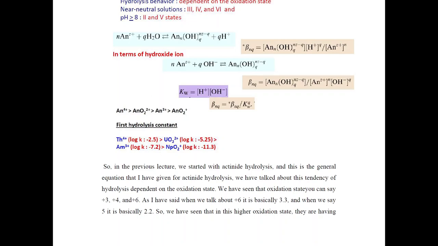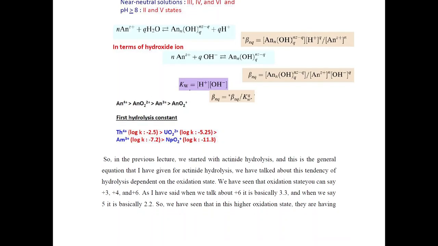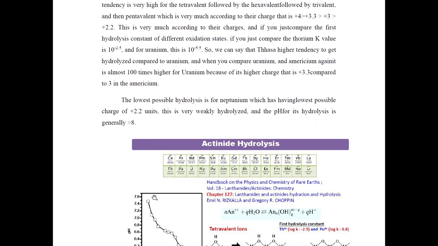Now, for Th4+, log K is generally 2.5, for UO2+ is 5.25, for Am3+ it is minus 7.2, and for NpO2+ minus 11.3. So, this is the order for the first hydrolysis constant: Th4+, then UO2+, then Am3+, and then NpO2+, which is the same order of the charge structure.